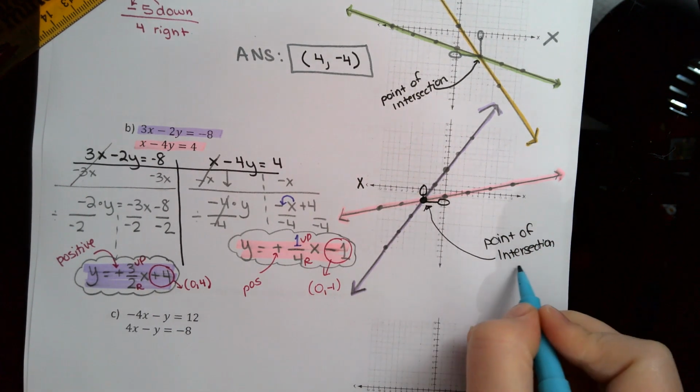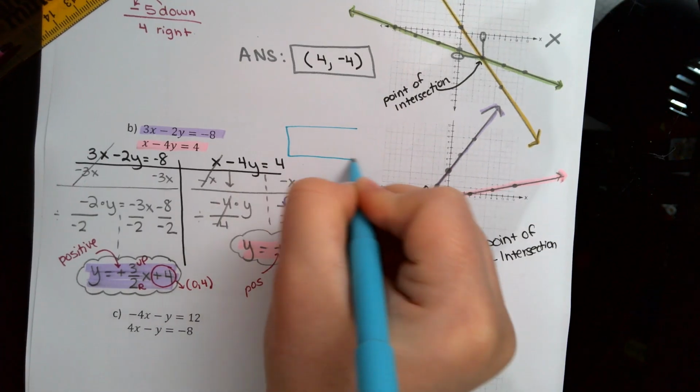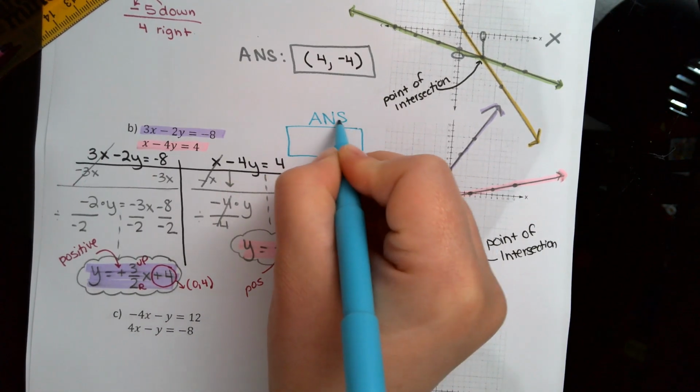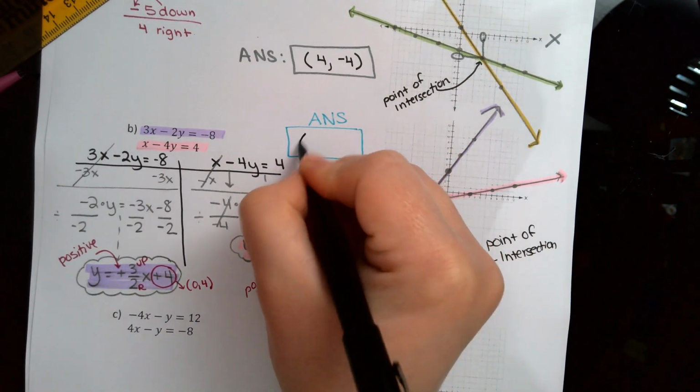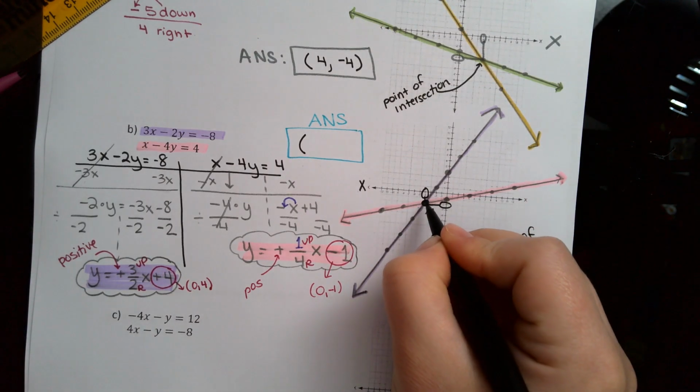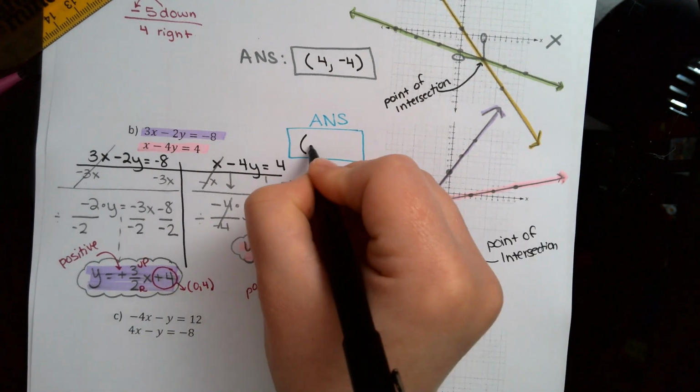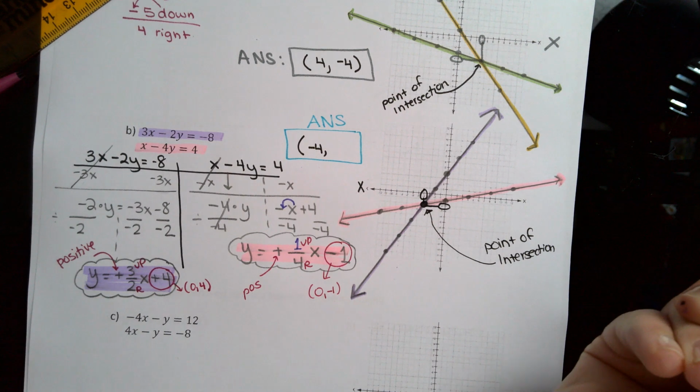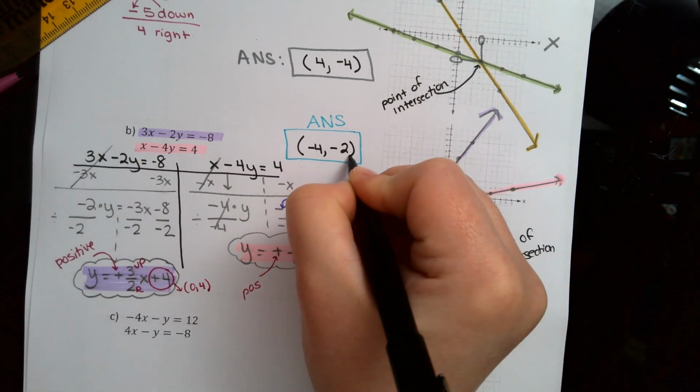So let's write out our answer. Let's do it here. Our x value was -4, and our y value was -2.